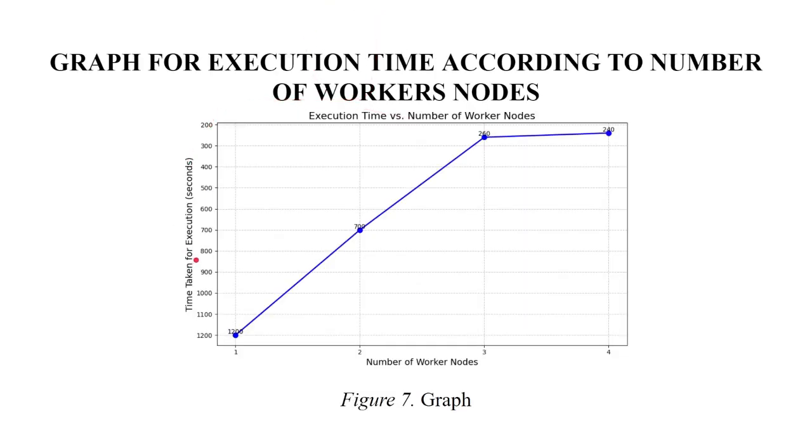And we used 4 worker nodes and got the following graph of execution time versus the number of nodes. So we can say that if we increase the number of worker nodes, the time taken also decreases. Sorry, my bad.